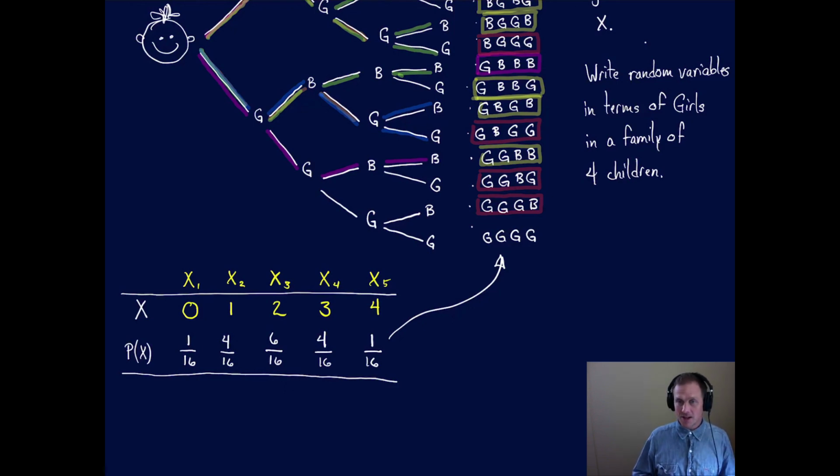We have now made a probability distribution. In the next video, we're going to take a look at some properties of the probability distribution. We're going to graph it and find its mean.